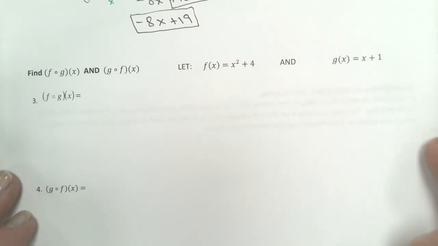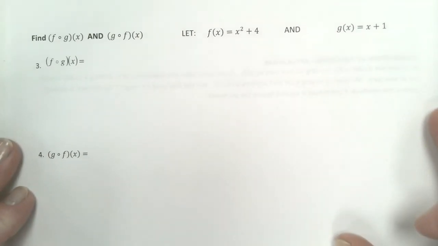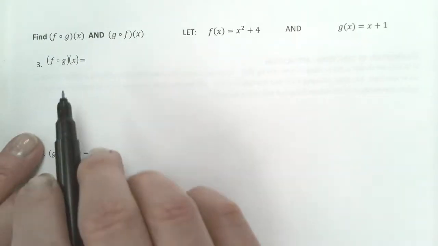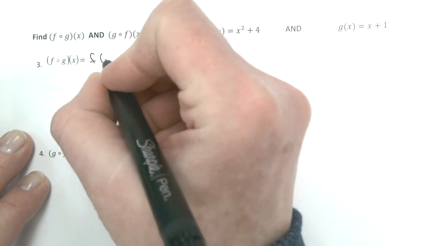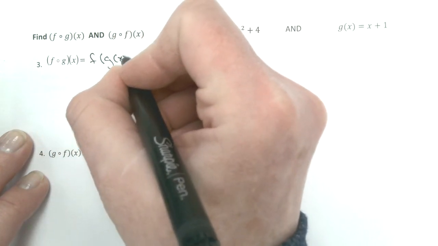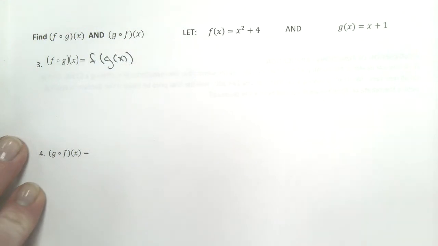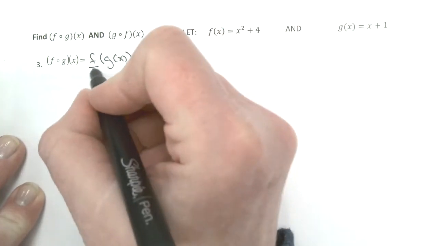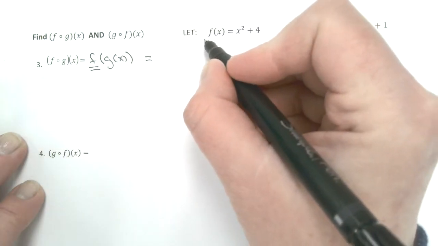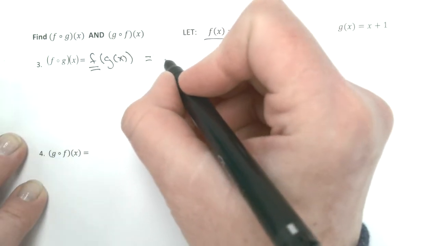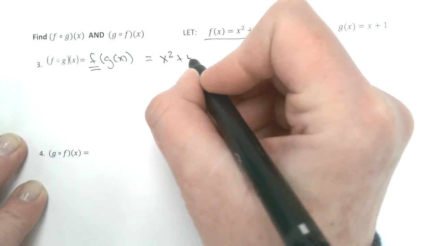Let's try another one. This one is a little bit more challenging because we have a quadratic. So I'm going to start off by rewriting this as f of g of x. F comes first, that's my main function. So my main function is going to be x squared plus 4.